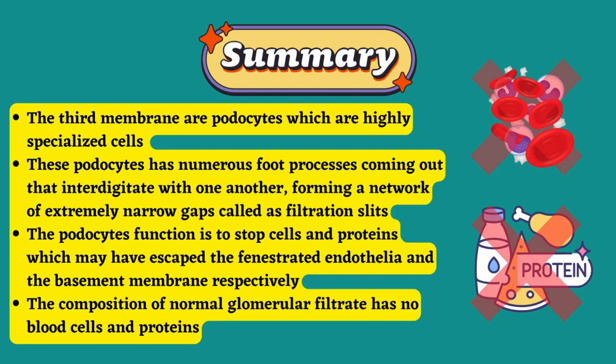The third membrane is the podocyte, which are highly specialized cells. These podocytes have numerous foot processes coming out that interdigitate with one another, forming a network of extremely narrow gaps called filtration slits. The podocyte's function is to stop cells and proteins which may have escaped the fenestrated endothelia and the basement membrane respectively. The composition of normal glomerular filtrate has no blood cells and proteins.